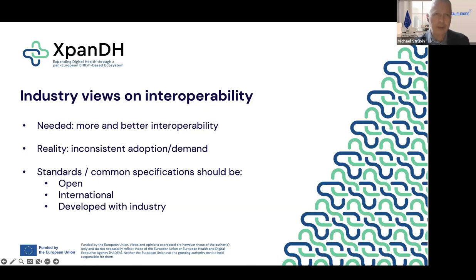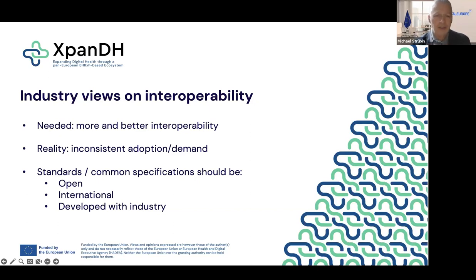Also, of course, we have competing priorities. Health is different than other industries. We prize in healthcare, first of all, patient safety and efficacy. These are the must-haves for products and services. Only then do we consider things like connectivity and interoperability. And we, of course, also work in an industry that is under tight regulatory constraints.